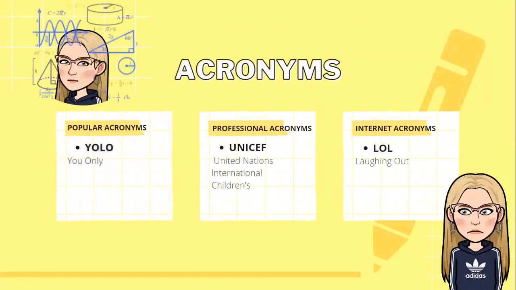And also, I read the types of acronyms that we have. We have popular acronyms like YOLO, you only live once. And professional acronyms like UNICEF, for example, United Nations International Children's Emergency Fund. And internet acronyms like LOL, laughing out loud. The popular and the internet acronyms are the ones I really want you to learn to use because you can express yourself more naturally. And the professional ones as well are important, because they help us express ourselves when we have to do something formal or academic.